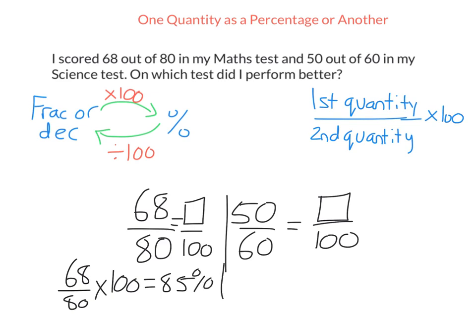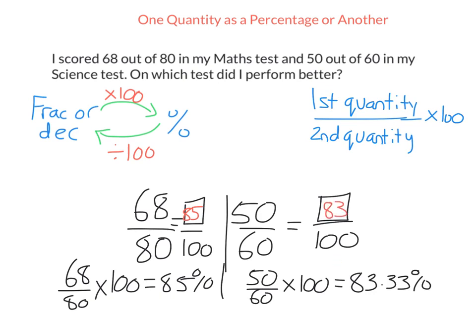To convert 50 over 60 into a percent, I take 50 over 60 times by 100, and I get 83.33%. That's rounded to 2 decimal places. So 85% means I scored 85 hundredths of the marks available. And for this test, it means I scored about 83 out of every 100 marks. So you can see clearly I did better on the maths test. It's easier to compare these two now. 85 over 100 is clearly larger than 83 over 100. So I got a greater proportion of marks on the maths test.